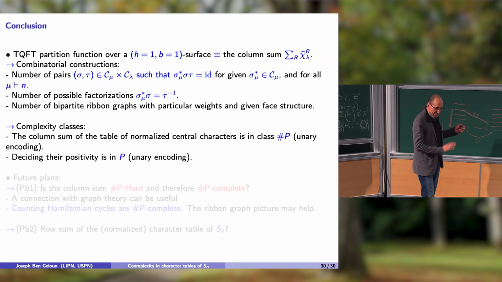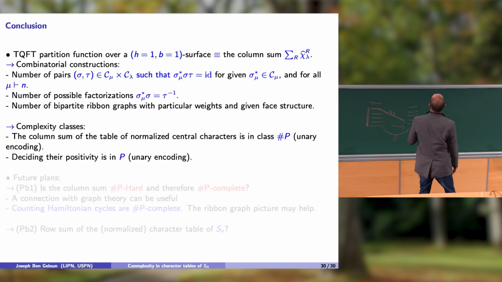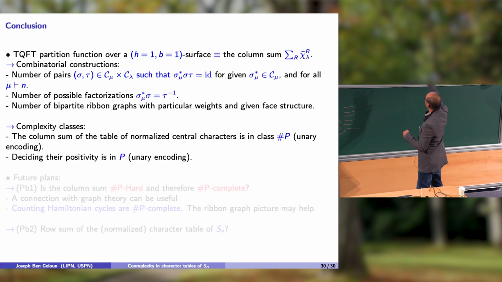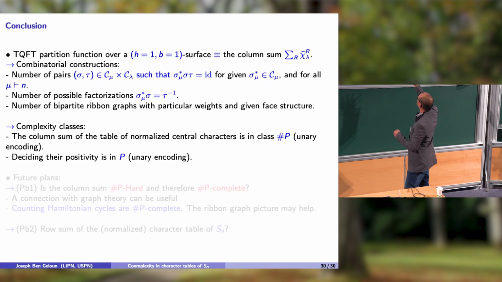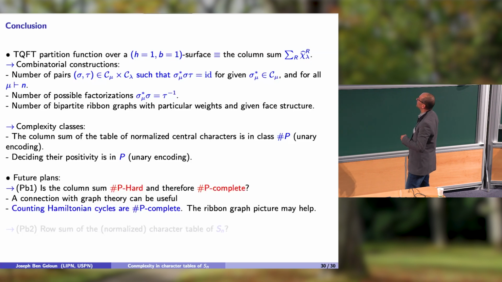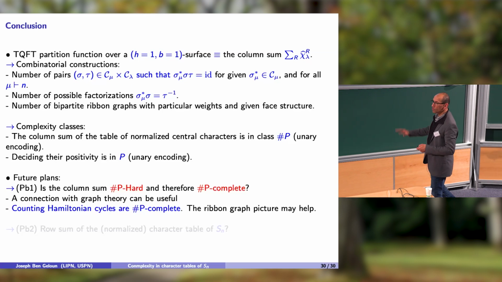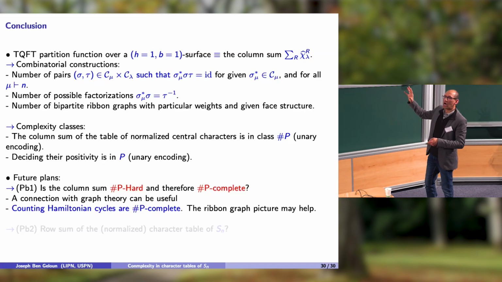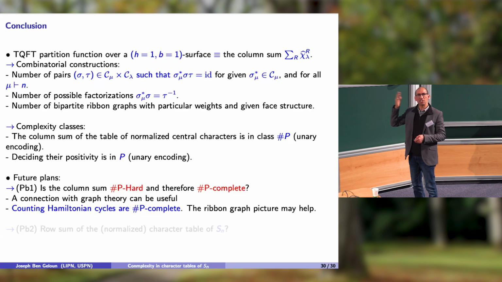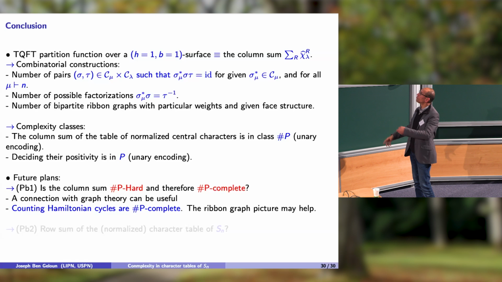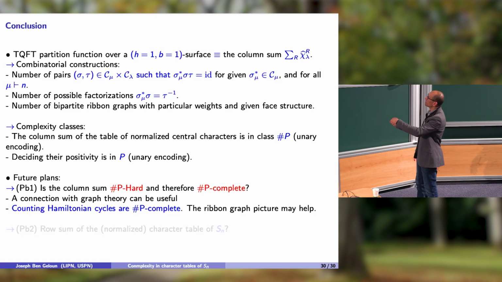Okay, the complexity classes are sorted. We know that the column sums can be computed in a certain way, and it belongs to that class, and deciding this positivity is also easily doable. Future plans. Okay, so far, we don't know how tough it is. We know these problems are in NP and in a given class, but is it difficult to be among the most difficult problems in their own class? And this is what we call hardness in computer science, in complexity.